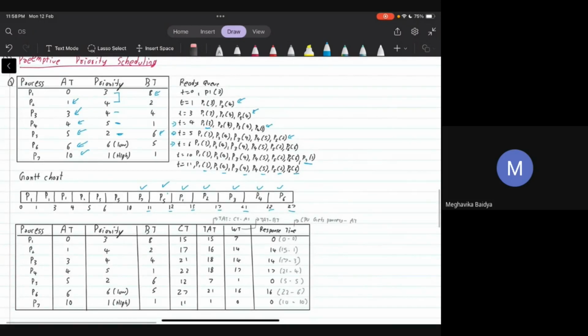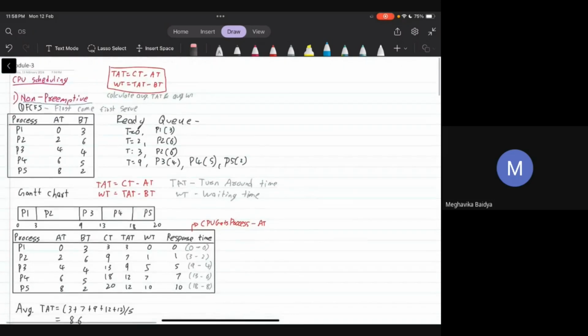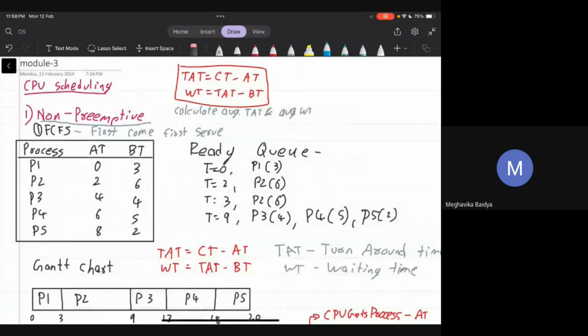Any questions? One question is that we don't have any preemptive first come first serve? No, we don't. It's trivial because first come, first serve is according to the arrival times only. What comes first, you will take that first.